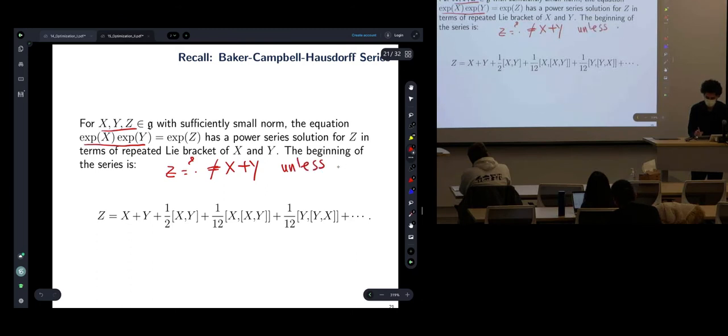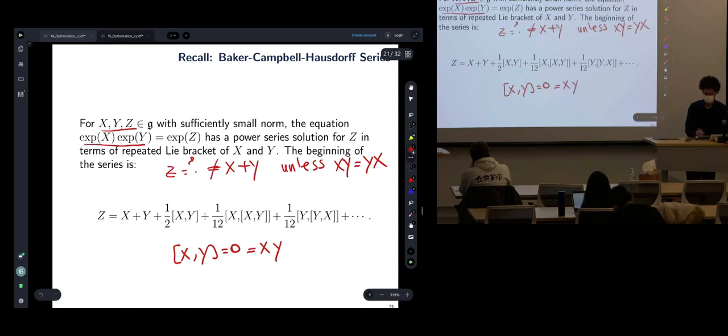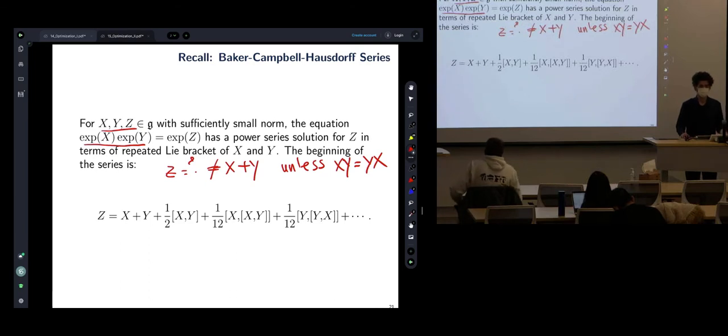unless XY equals YX. Unless they commute, this is not true. Because if they commute, the bracket, which is XY minus YX, will be 0. Obviously, they're both equal, and it will be 0. So, in general, that's not true, and the result is famous enough that it's named after 3 people who discovered it.